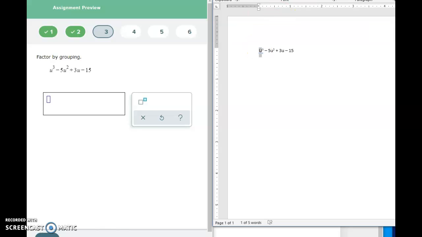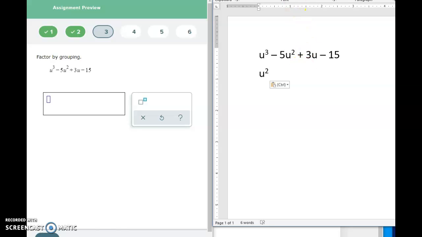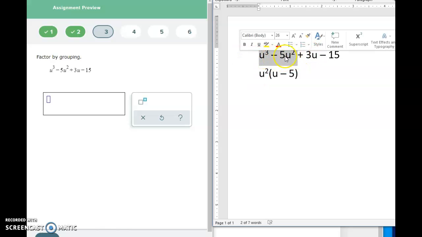So what I'm going to do is group my first two terms together. I'm going to look for their GCF. Both of those have a GCF of u squared. When I take out the u squared, u to the third divided by u squared is u, minus, and then 5u squared divided by u squared is 5. I'm like undistributing, and I'm left with u minus 5.